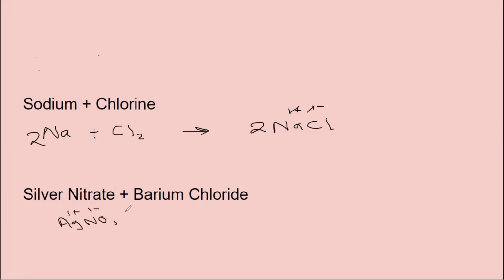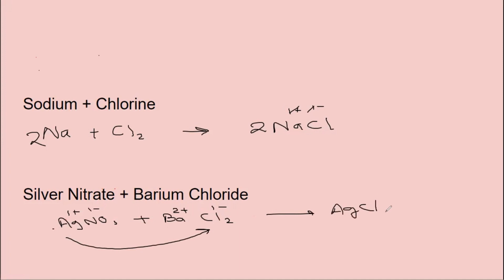Silver nitrate. Silver is Ag, nitrate is NO3. Silver is +1, nitrate is -1. Barium is in group number 2, so the valency is +2. Chloride is Cl, group number 7, means -1. Crisscross it: BaCl2. So silver will go with chloride. Positive will go with negative, so it will be AgCl.